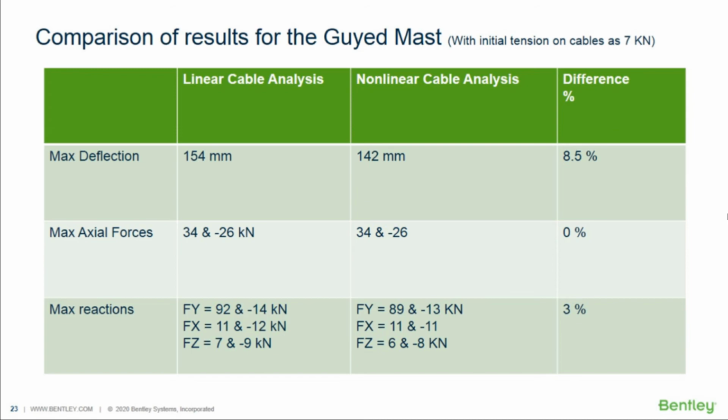So you can see the deflection alone has an 8.5% difference between the linear and nonlinear. Otherwise, the maximum and minimum axial force on the members is exactly the same.